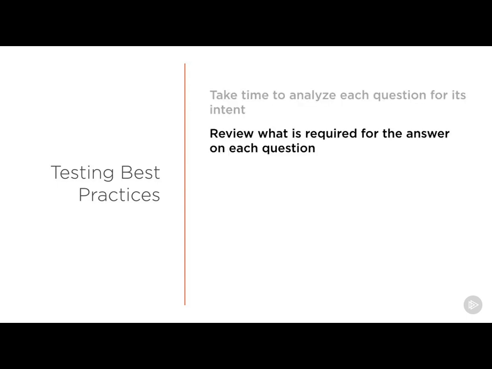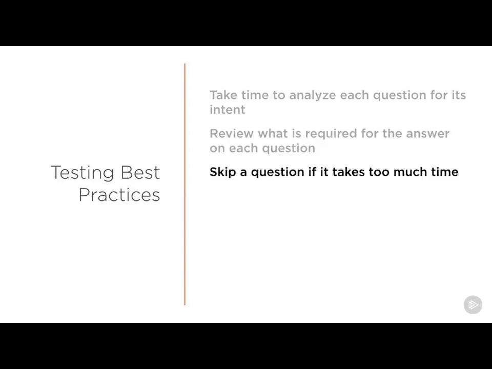We also want to review what is required for the answer on each question. And this is critical because you have both multiple choice and multiple answer. So it could be that you need to select 2 or 3 answers for a specific question. So make sure that you review that for each question. Another thing to note here is just skip a question if it takes too much time. And you can do that by leveraging the review capability. You can mark a question that you need to go back and review later. Then you can go back and spend time on those questions that you weren't sure on.